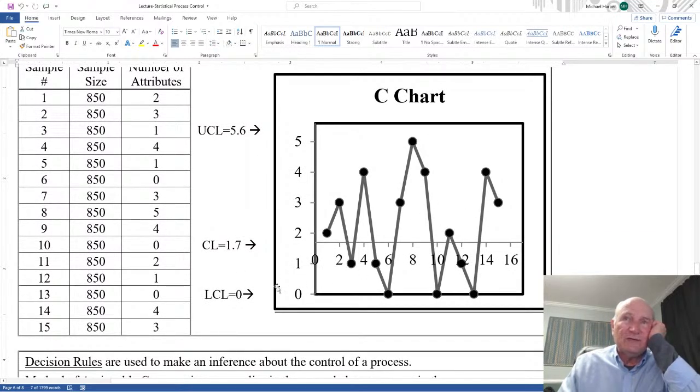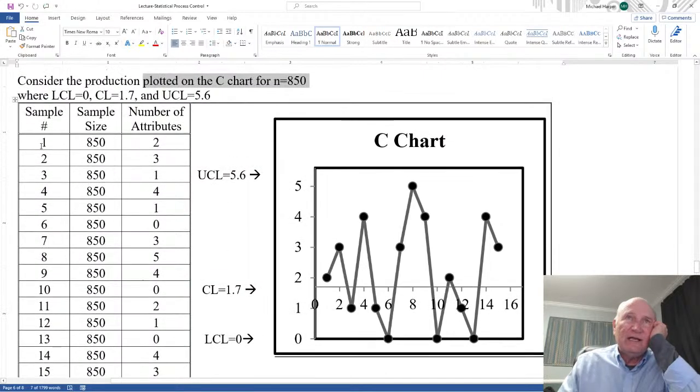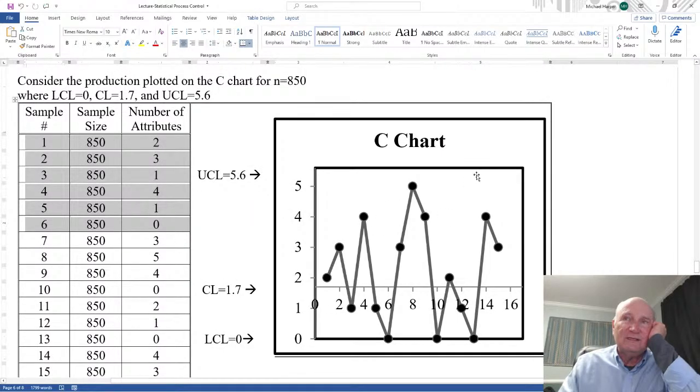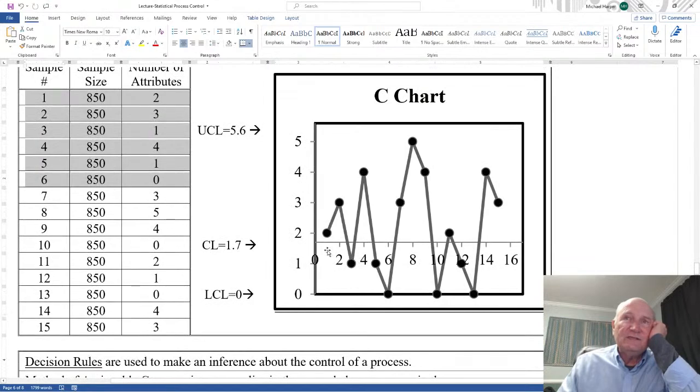And notice that this is truncated here. 0, 1.7, 5.6. And now out of 850, there's 2, 3, 1, 4, and there it is right there. And notice this is asymmetric. Well, two things I want to mention. This is asymmetric. Why? Because it's symmetric around the center line, but you never report a negative limit, so that is truncated up to here. So a control chart could be asymmetric, and here it is.